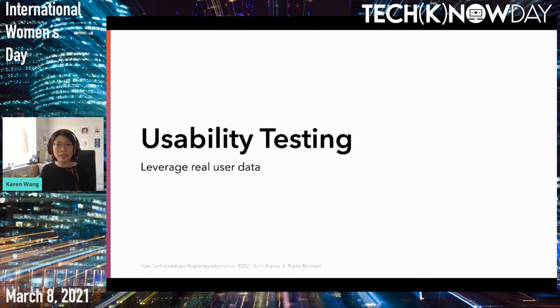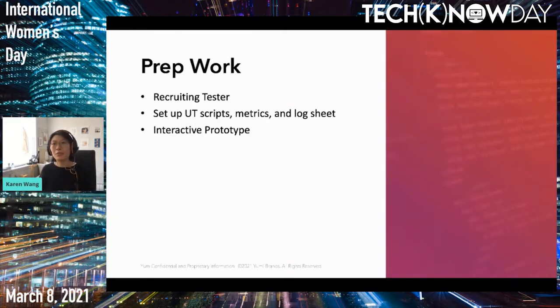Of course, there's some prep work that I need to do for this. First, recruiting my tester, which definitely needs to fall into the user group, which is a customer support agent here. And then I also need to set up the usability testing script, which is similar to a meeting agenda. And also set up my metrics. What am I tracking? What's my purpose of conducting this usability test? And also set up a log sheet.